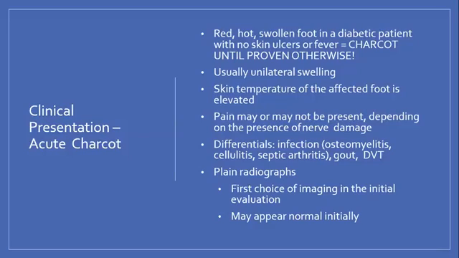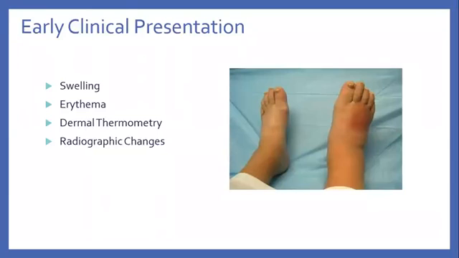Plain radiographs will be your first choice of imaging on the initial evaluation, and they may appear normal in the acute stage of Charcot. So again, here's a clinical image of Charcot. You will see swelling, erythema. You can use dermal thermometry to detect that the affected limb is warmer than the other, as well as radiographic changes. However, you may not always see radiographic changes.